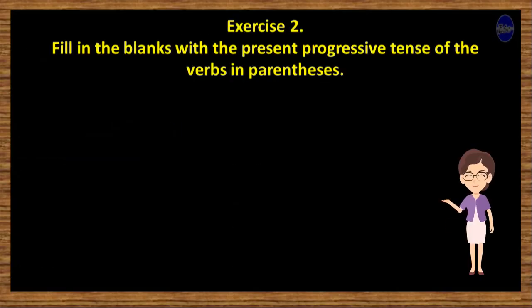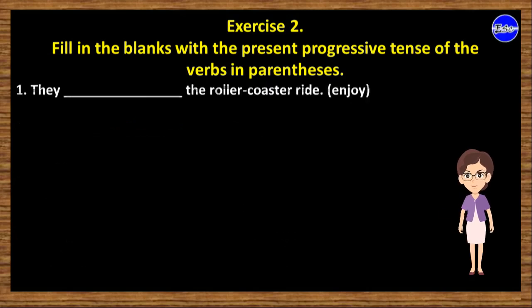Exercise 2. Fill in the blanks with the present progressive tense of the verbs in parentheses. 1. They blank the roller coaster ride. Enjoy. I do number 1 as an example. So, the answer is are enjoying.